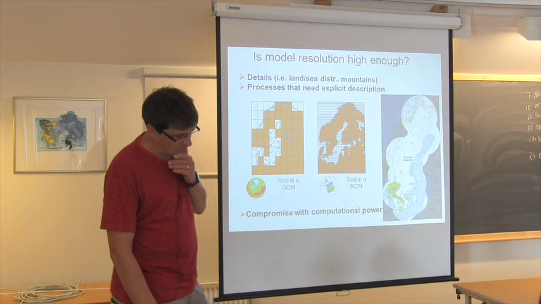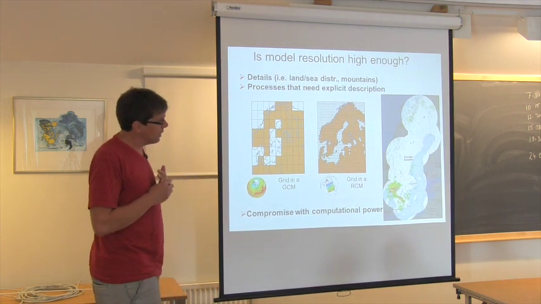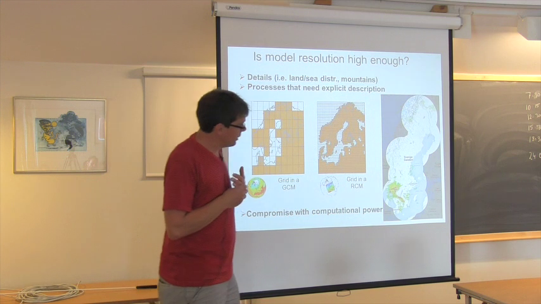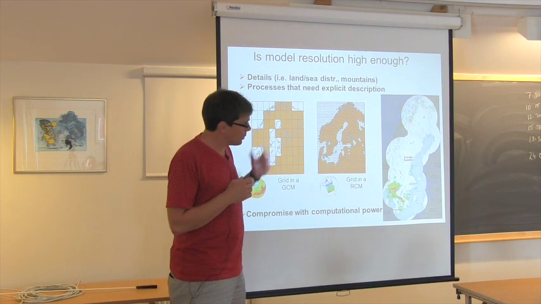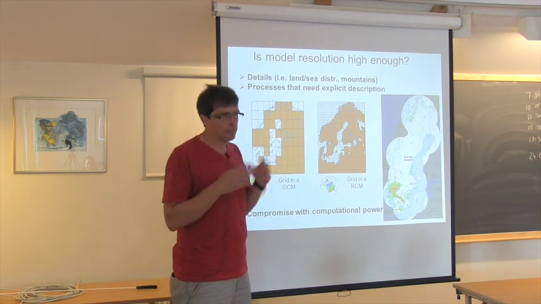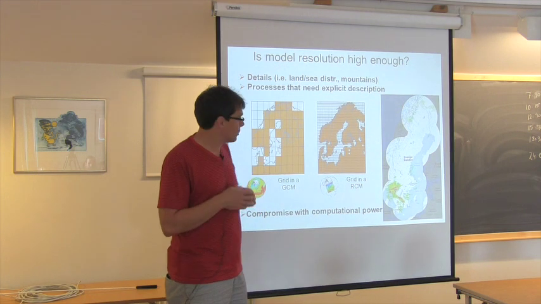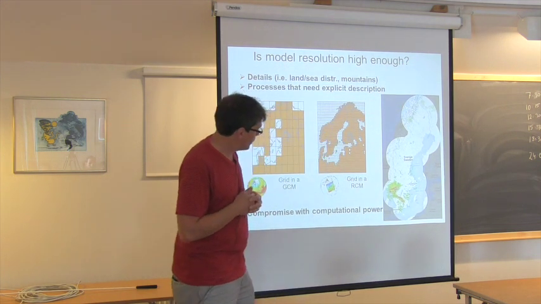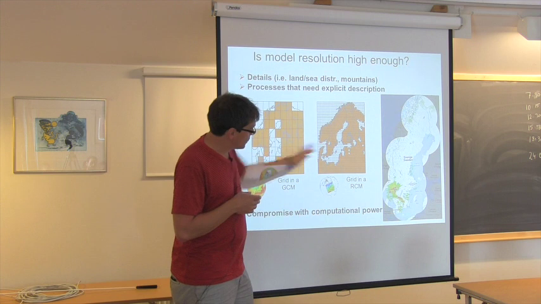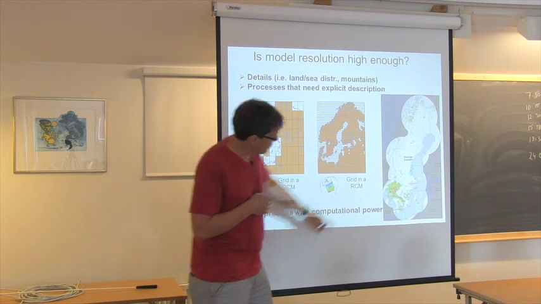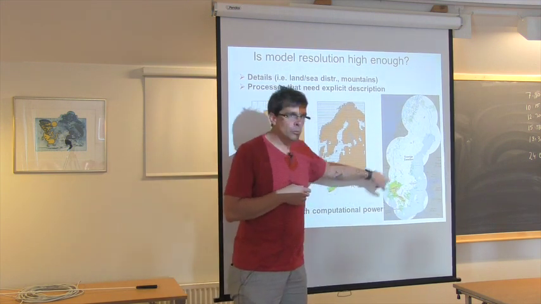So another question here is: is model resolution high enough? When I show these figures from that project called Ensembles, we had a 25 kilometer grid in these grid boxes. This is a 50 kilometer grid, illustrated here. This is the precipitation event I showed before.